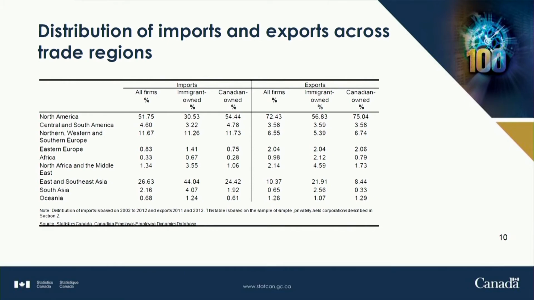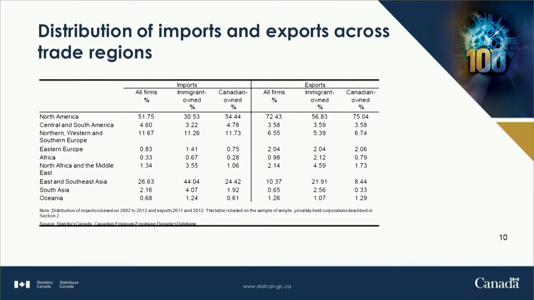We look at the distribution of import-export across different trade regions. The single largest partner is North America, basically the US, right? If you look at all firms, over half of imports come from the US, and more than 70% of exports go to the US. It's especially so for Canadian-owned firms, so the shares are much larger for Canadian-owned firms.